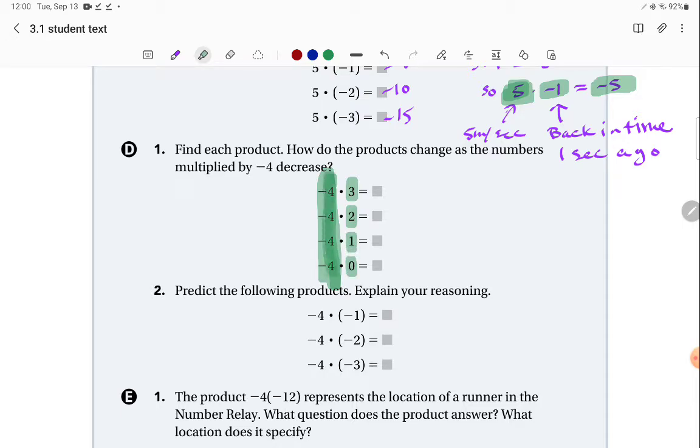So on the left, the -4 means you're running to the left. So if you're running to the left, starting on 0, where are you at 3 seconds later, 2 seconds later, 1 second, and so forth? Okay, and then try number 2 and predict what might happen with those. So pause the video, try these, and then come back.